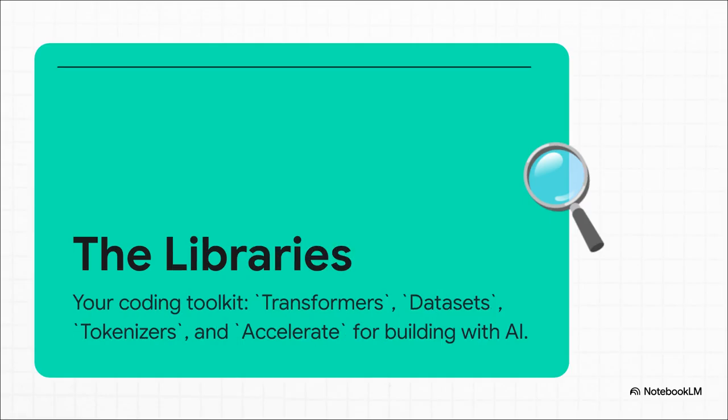Next, we have the libraries. These are your practical, hands-on coding tools. Transformers gives you access to all those amazing models. Datasets helps you manage all the data. Tokenizers gets your text ready for the AI to understand. And Accelerate, well, that just makes everything run way, way faster. These are going to be your go-to tools.